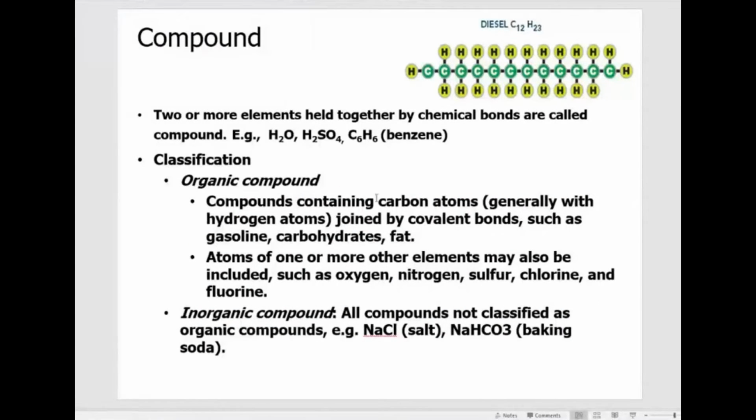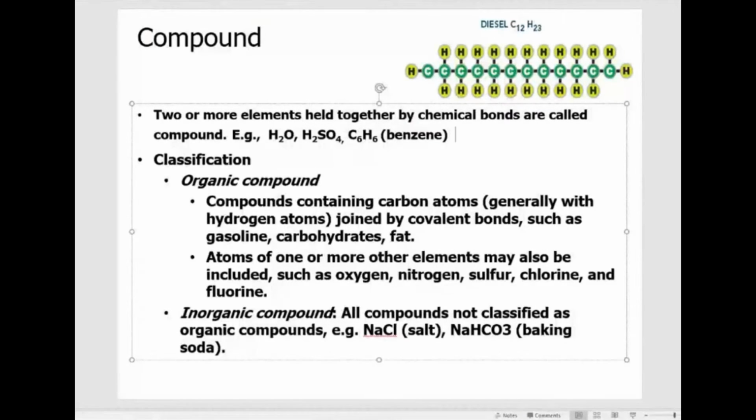Now, a quick overview of some definitions. Compound: you probably hear this a lot. People say chemical compound. What does it mean? When you have two or more elements in one chemical, we call it a compound. For example, water consists of two elements, hydrogen and oxygen, so it's a compound. Benzene, carbon and hydrogen, again two elements, so it's a compound. For sulfuric acid, there are three elements, so again, it's a compound.